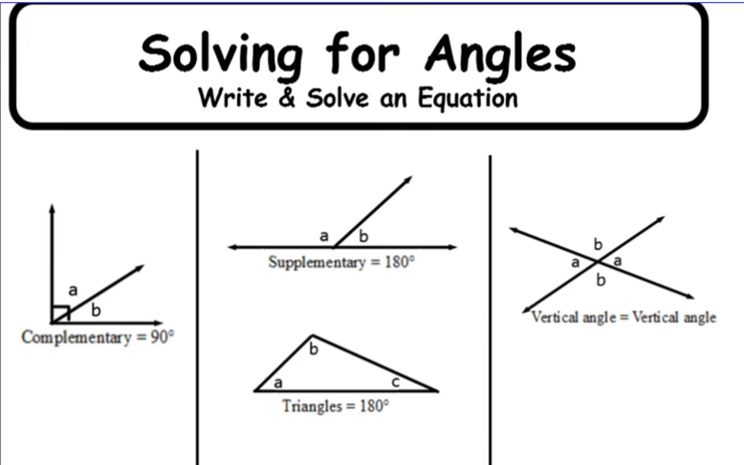Today we'll be solving for angles. We'll write and solve an equation to find the measure of an angle. We'll be determining whether the angle relationship represents complementary angles, which add to 90 degrees, supplementary angles, which add to 180 degrees, triangles, which equal 180 degrees, or intersecting lines that create two pairs of vertical angles.